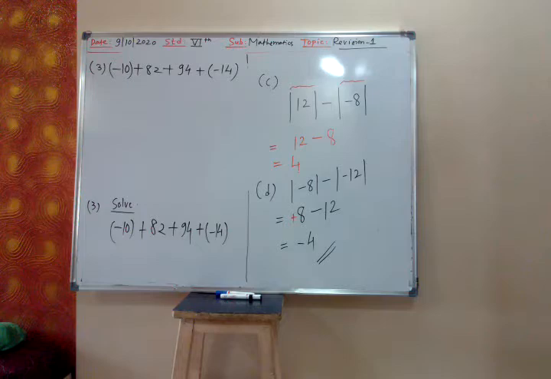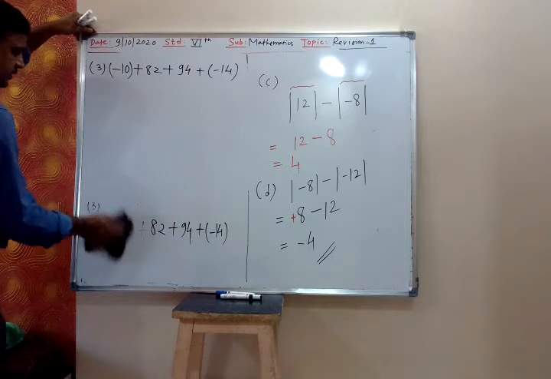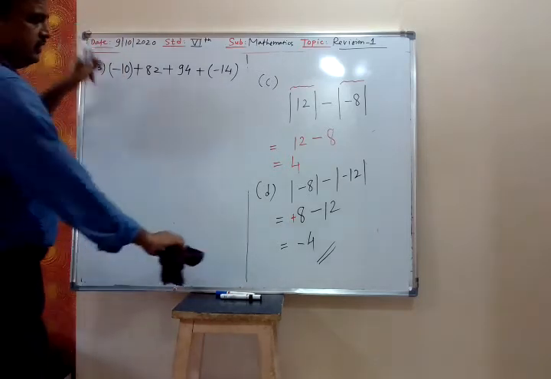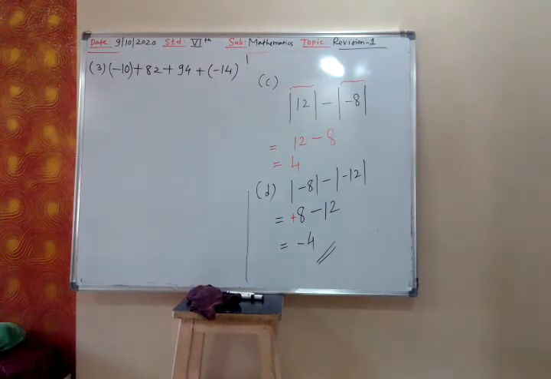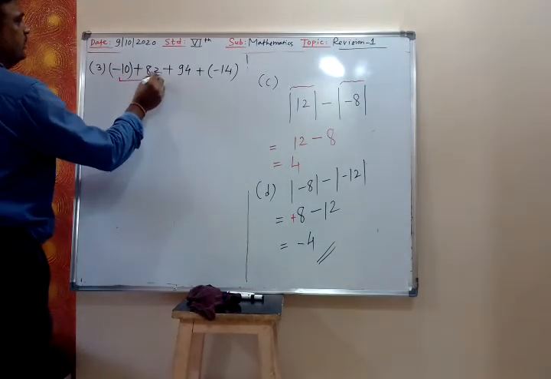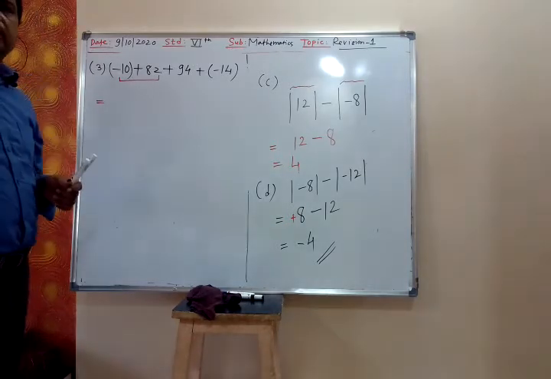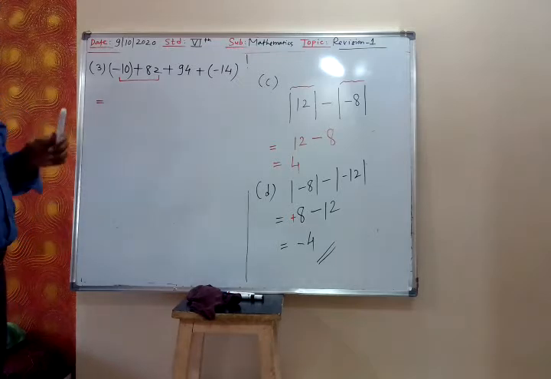Now let us solve the third one. Is it clear, right? Very much clear? Minus 10 plus 82. First you will solve these two. You have to remember this.